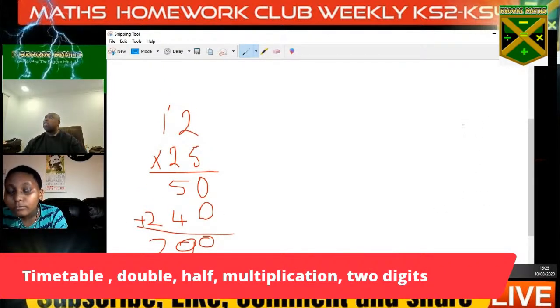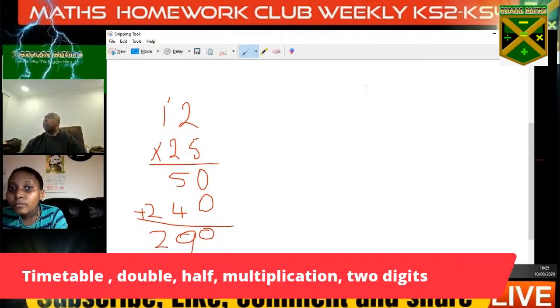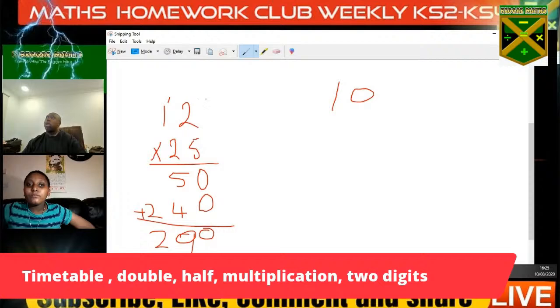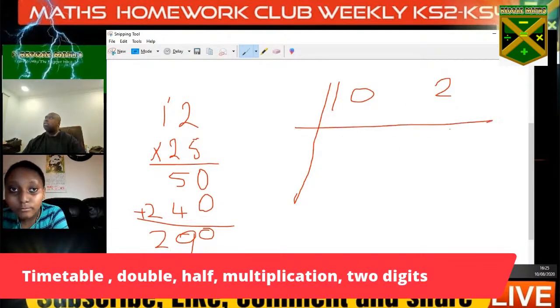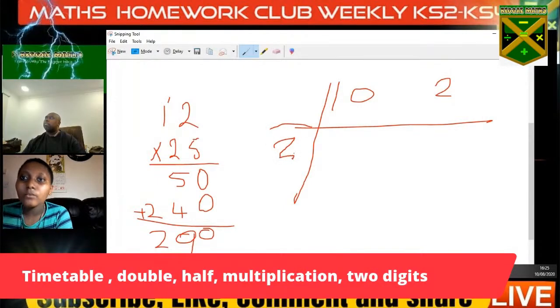Now, let's break this down. So we can write 12 as 10 and 2. How many units? No, 1, it's 10. So we're writing out 12. It's 10 and 2. Yes? 25 is going to be 20 and 5 units.